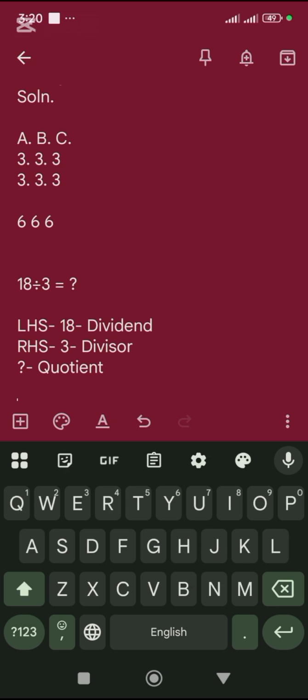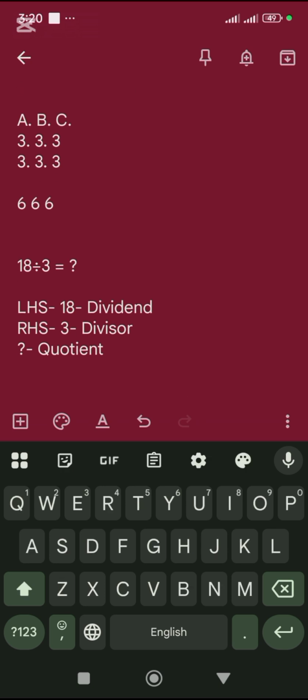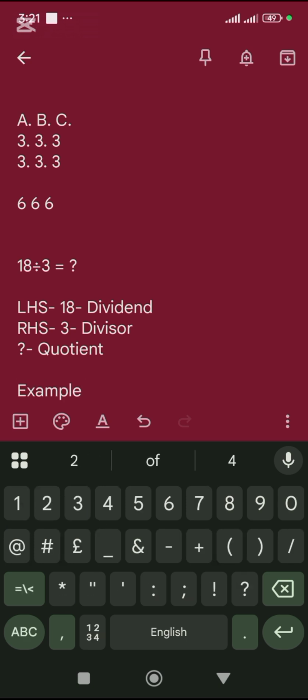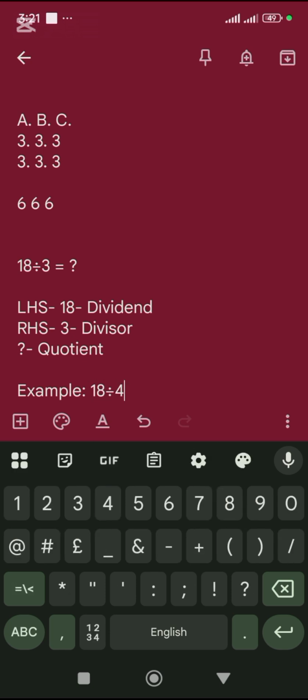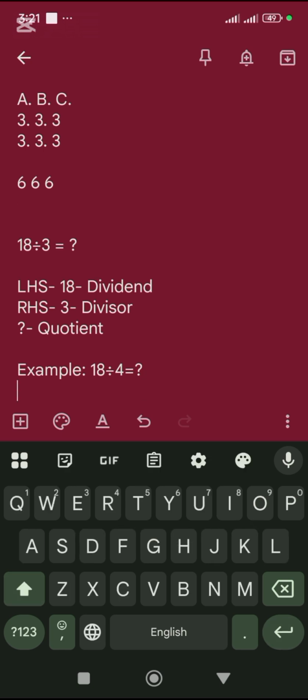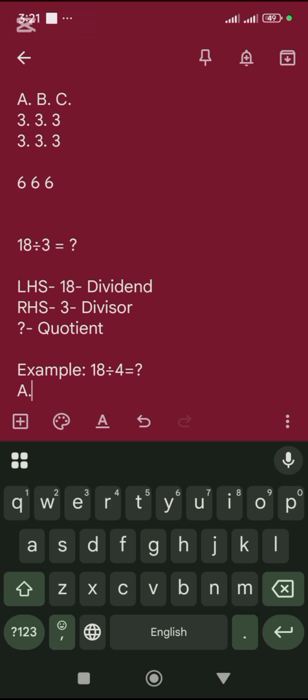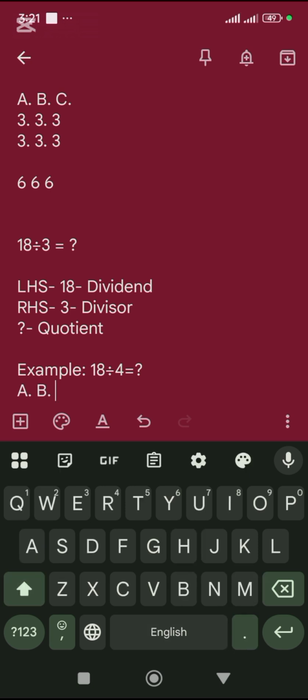Now that we have this cleared, you see in the first case there are no remainders in our division, so let's see another example: 18 divided by 4. We say it equals what? Let's put a question mark. So you have group A, B, C.